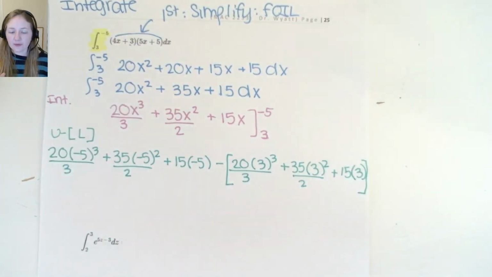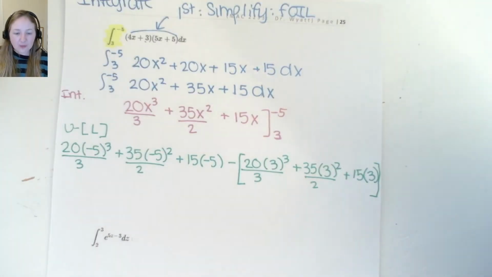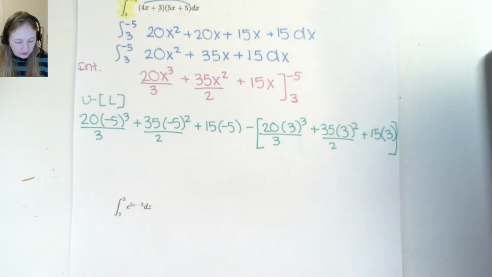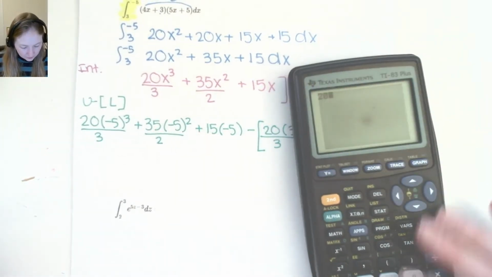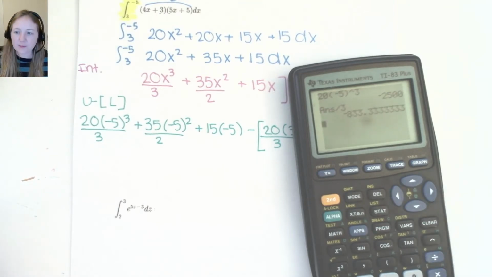Now, if you get to this point on your test, I'm going to be like, good job. That is good enough. I might take off like a point or whatever for the final answer, but you then do need to simplify this answer. So I would try to use your calculator as much as possible on this. So I have 20 times negative 5 to the third over 3. That gives me a decimal.